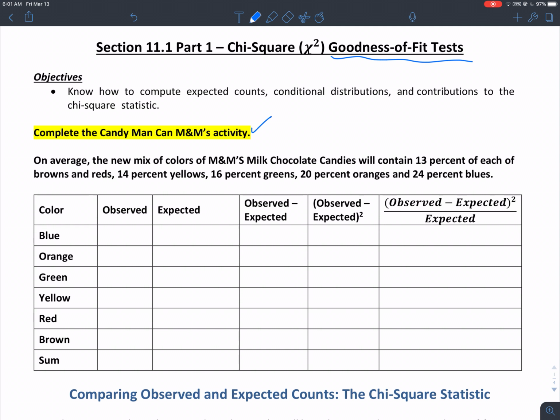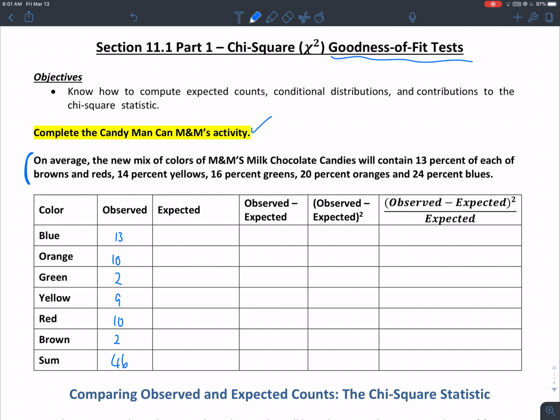Then this is the claim from the company, Mars, about the distribution of M&Ms. And so we took a sample. In class we would have taken a sample, but let's say we got 13 blue M&Ms, 10 orange, 2 green, 9 yellow, 10 red, and 2 brown. And our bag of M&Ms consisted of 46 M&Ms total.